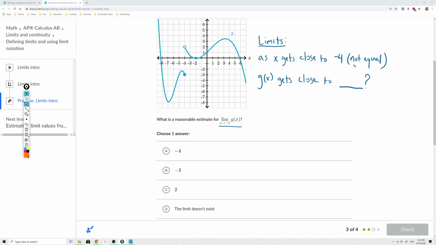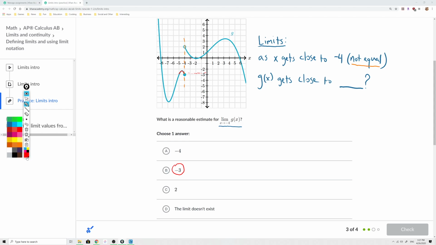So first off, please remember, not equal. So I'm not interested in this sort of odd behavior of the graph when x equals negative 4. We're just interested in what happens nearby. So let's go a little bit to the left of this dotted line. If you look at these y values, it looks like they're getting closer and closer and closer to negative 3. So maybe that's the answer to this question, right? The function values are getting close to negative 3.